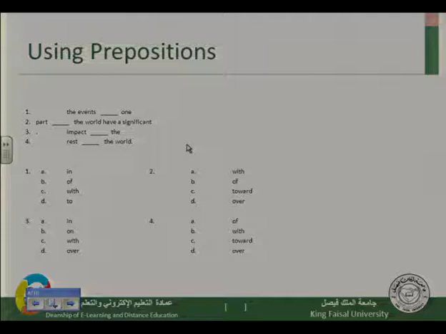So if we take number one, it says, the events in one part of the world have a significant impact on the rest of the world. And I think I've seen this for the first time. So, in, of, on, and of.